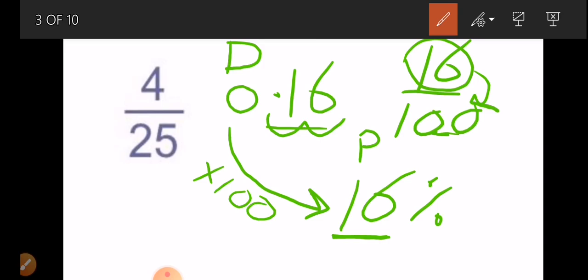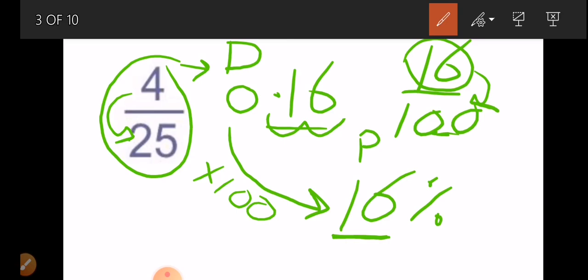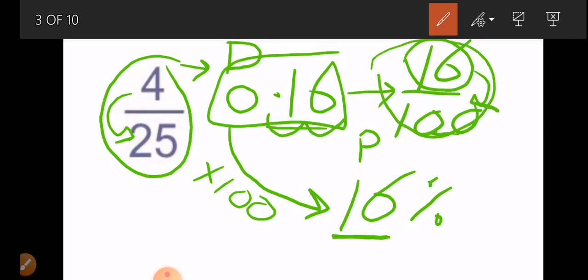Okay, so let me repeat again. If I have a fraction, to make it decimal, I can make the denominator 100, or I can divide the numerator by the denominator. Okay, we got the decimal. This decimal, how to make it percent? This decimal means 16 over 100, so 16%. If I want to skip this step, I can make a shortcut. Directly, if you have any decimal, you can multiply by 100, you will get your percent. So 0.16 means 16%.